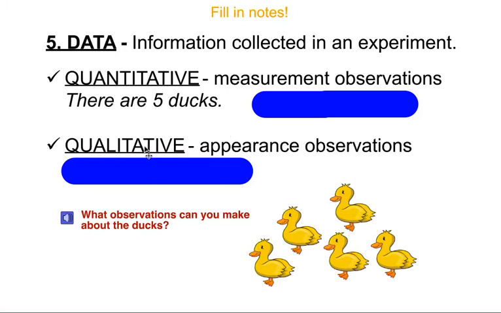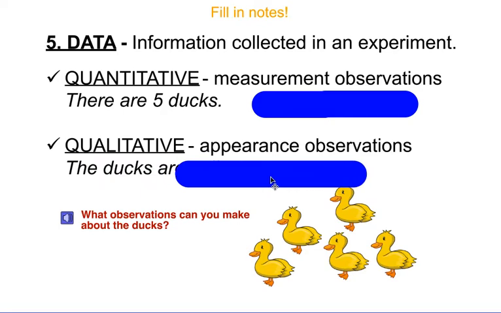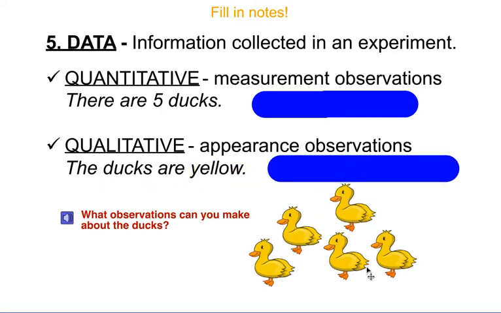Qualitative data is based on appearance. So I could say the ducks are yellow. Okay, I can look at those ducks and see that they are yellow. So that would be qualitative data. One of the ways that I remember the difference between the two, quantitative has the letter N. N for numbers. Here's my number. Qualitative has the letter L. L for looks. And here's what they look like. They're yellow. Okay, so maybe that'll help you to remember which one is which.